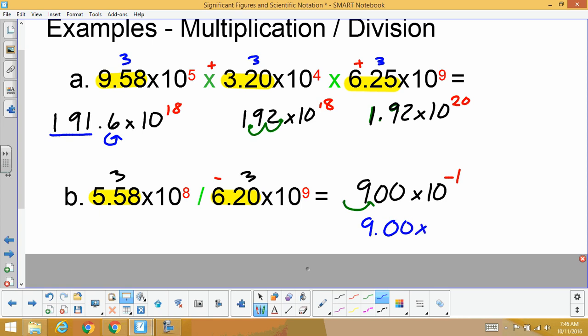9.00 times 10. For multiplication, we add to the exponent so the number becomes bigger. But when we do division in scientific notation, we actually take the exponent and subtract 1. So this is negative 1 minus 1, and our final answer is going to be negative 2. So when taking 5.58 times 10 to the 8th divided by 6.20 times 10 to the 9th, we end up getting 9.00 times 10 to the negative 2nd. So that's multiplication and division using scientific notation. Have a great day.